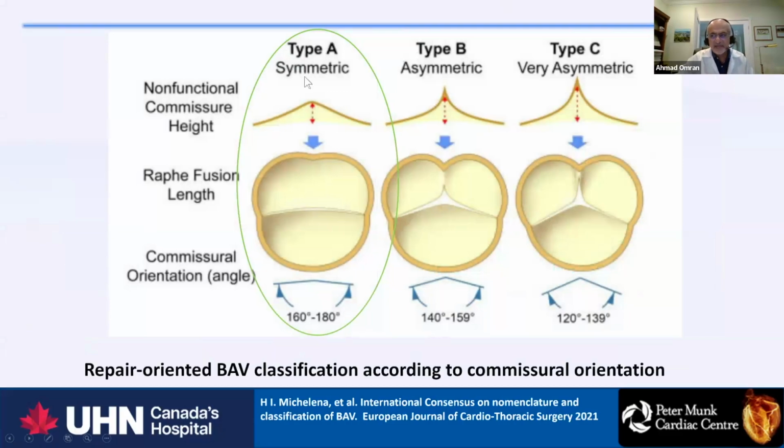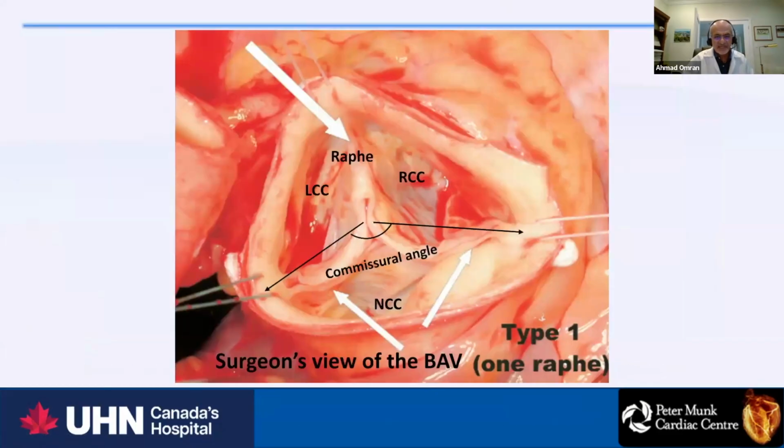So these are 3 types of the bicuspid aortic valve. Symmetric, angle is 160 to 180. Asymmetric, still is not bad. Very asymmetric is difficult to repair. So this is one of the examples.